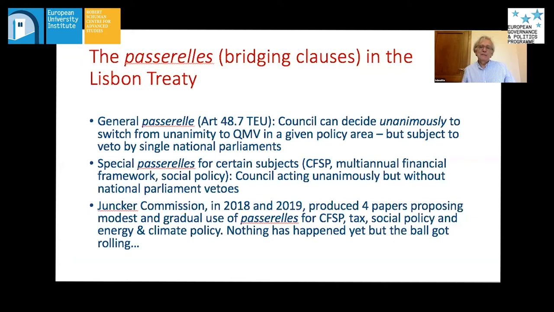There are some special passerelles for certain subjects, such as CFSP and the multi-annual financial framework, where again, you can move to qualified majority voting through a unanimous Council decision without a veto power for single national parliaments. Now, the Juncker Commission has recently, in past years, produced four papers in which they proposed a very moderate, gradual use of those passerelles in four areas: CFSP, tax, social policy, and energy and climate policy. Nothing has happened, but this was useful, I think, to get the ball rolling again.